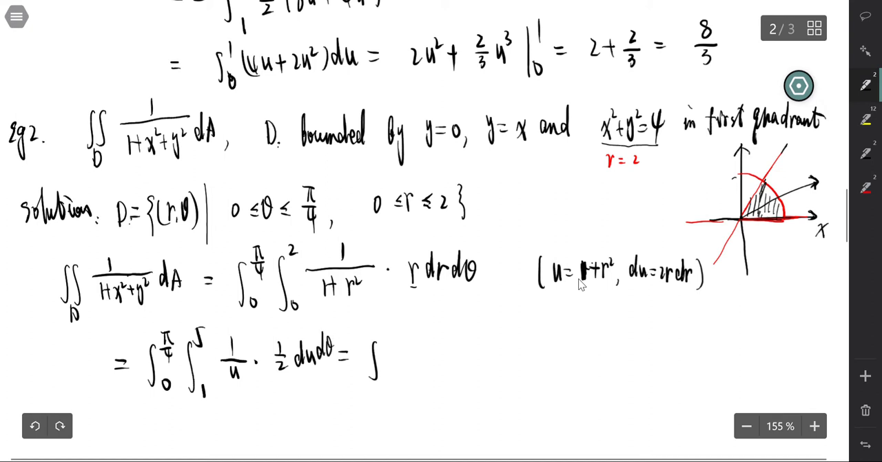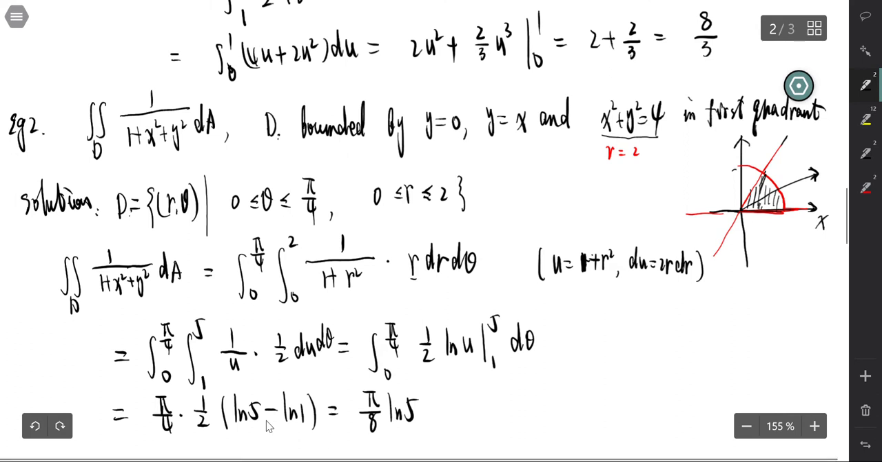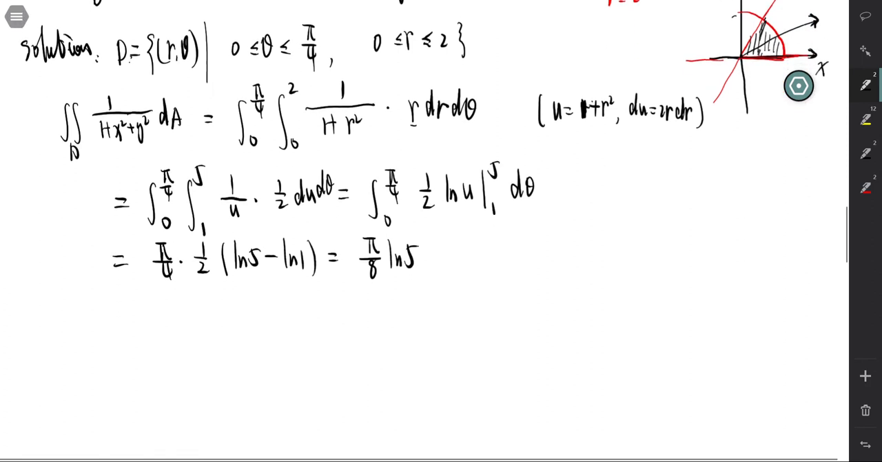And du d theta, theta from 0 to pi over 4. That is 1 half log u d theta, with log u from 1 to 5, and d theta. That is pi over 4 times 1 half times log 5 minus log 1. Log 1 is 0. That is pi over 8 times log 5. That's the second example.